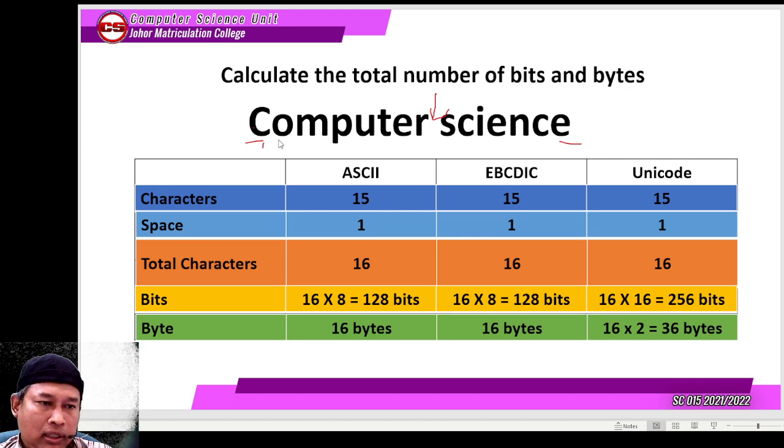Okay, now 1, 2, 3, 4, 5, 6, 7, 8, 9, 10, 11, 12, 13, 14, and 15. These are the characters. The characters are 15, and 1 space. So the total characters is 16.